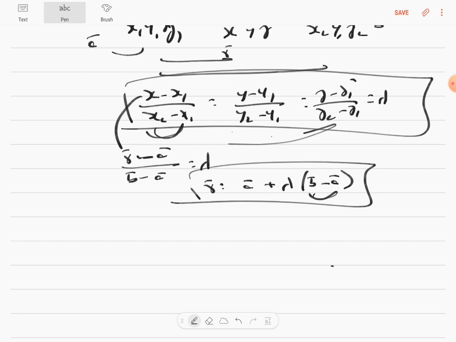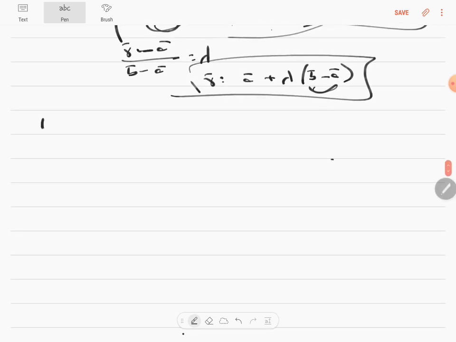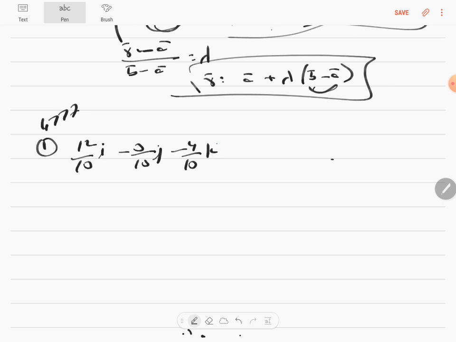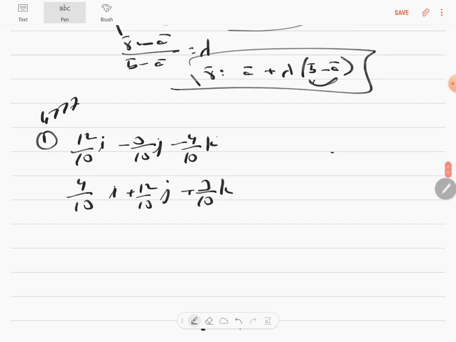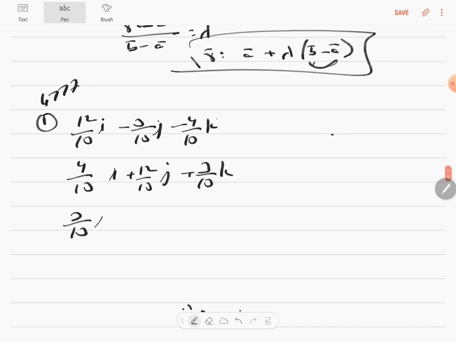So then let's do some sums. If you're clear with that, let's take page number 477. Sum number 1. Show that three lines with DCs are mutually perpendicular to each other. They've given 12 by 13 into i minus 3 by 13 into j minus 4 by 13 into k, like that in vector form. Next is 4 by 13 into i plus 12 by 13 into j plus 3 by 13 into k, again in vector form. Next 3 by 13 into i minus 4 by 13 into j plus 12 by 13 into k.